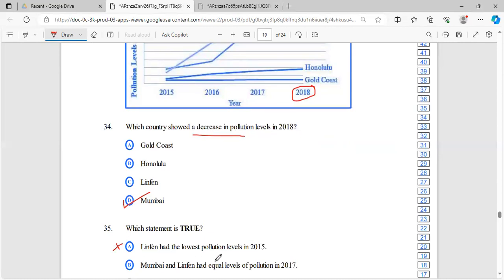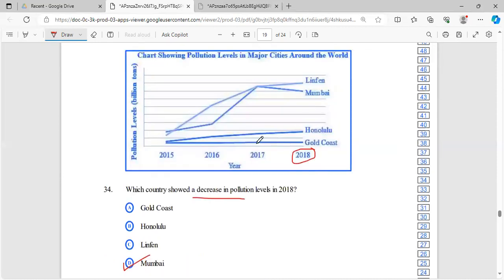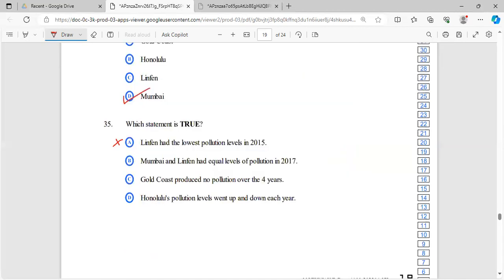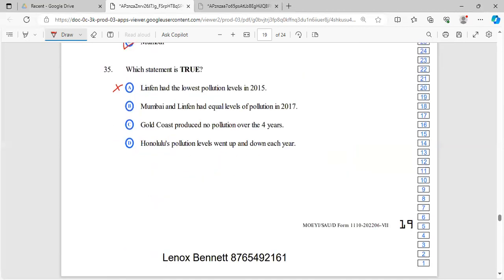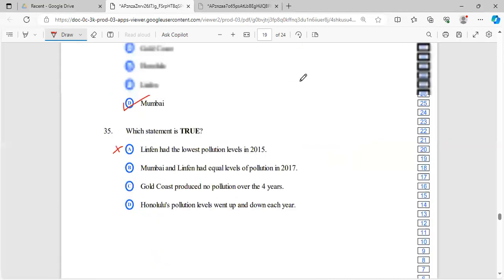Mumbai and Linfen at equal levels in 2017. So let's look at 2017. Mumbai and Linfen. Yeah, that is it. Is here. So I'm not going to go any further. Both of them in 2017 are the same reading. Very nice question. So that will be the answer.